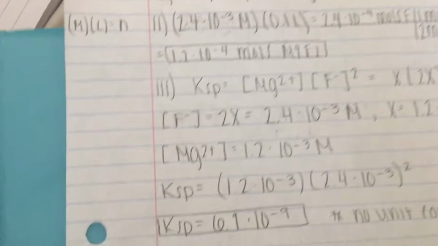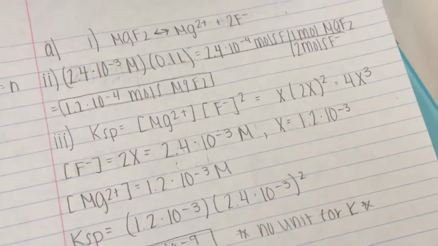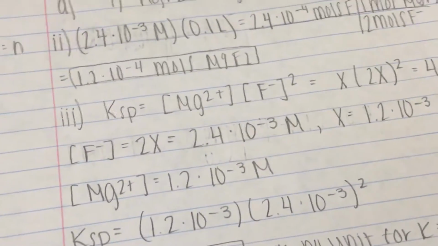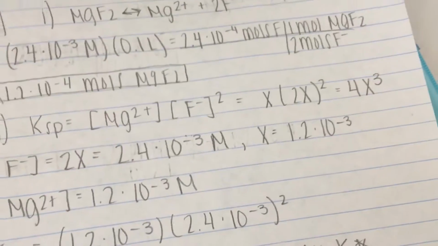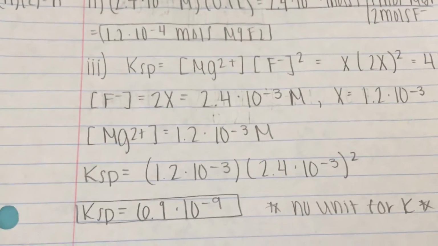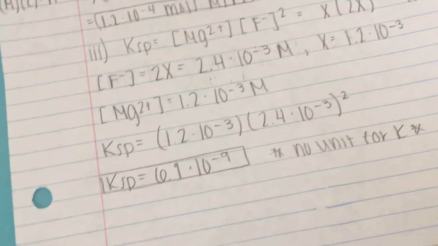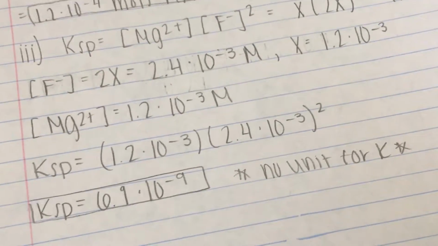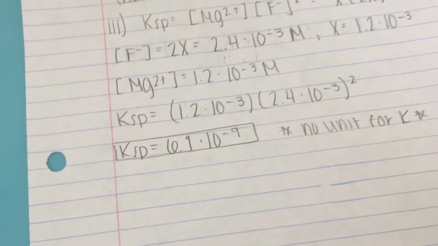So we know the concentration of F- is 2.4 times 10 to the negative third molarity. And since the concentration of F- equals 2x, x equals 1.2 times 10 to the negative third. So the concentration of Mg2+ equals x, which equals 1.2 times 10 to the negative third. So Ksp equals 1.2 times 10 to the negative third times 2.4 times 10 to the negative third squared. So Ksp equals 6.9 times 10 to the negative ninth.